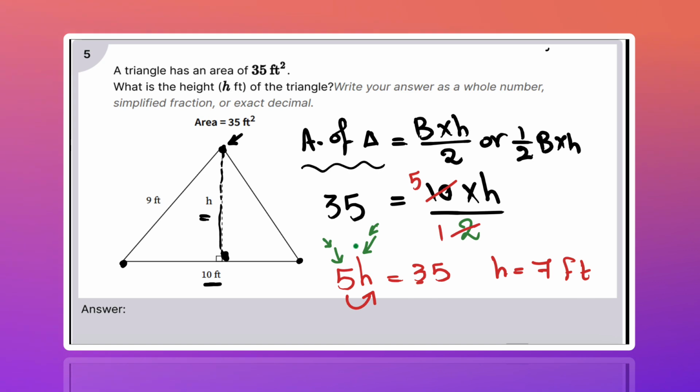When we don't have any sign between them, the multiplication is implied. So that means 5 multiplied by something equals 35, and the answer is 7, or I can divide. When I divide both sides by 5, the result is also 7.